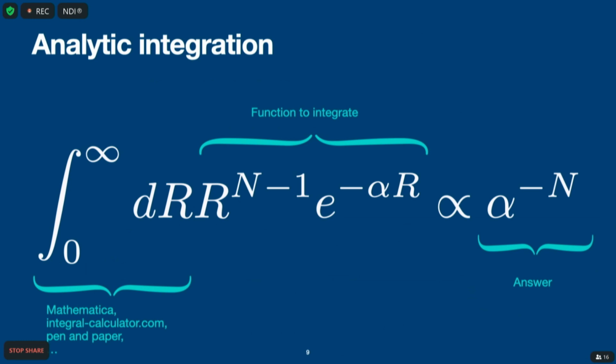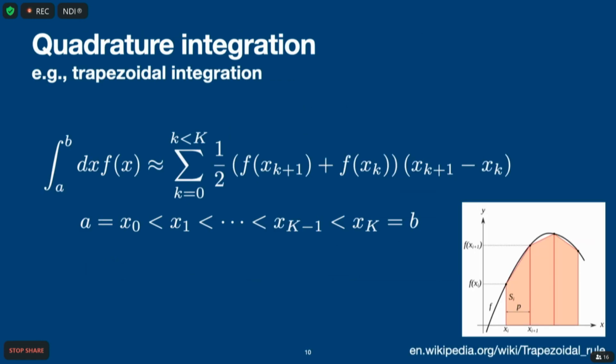Here is an example of an analytic integral that we can do that will prove relevant later. I don't really need to go through this in detail, but you have some function that you want to integrate, and then you ask Mathematica what the answer is, and it tells you the answer. So here, we'll see that if you have something that looks like r to the n minus 1, e to the minus alpha r, the answer is alpha to the minus n, which we'll come back to later. Again, I won't dwell on this.